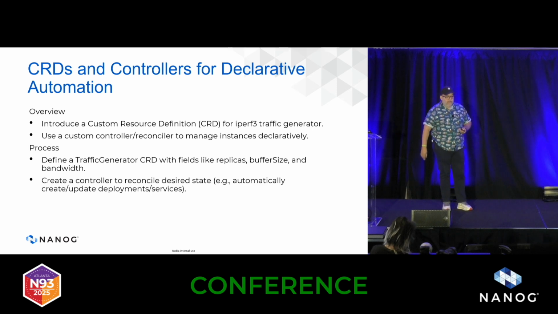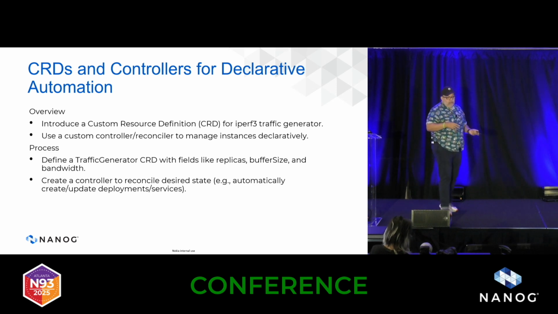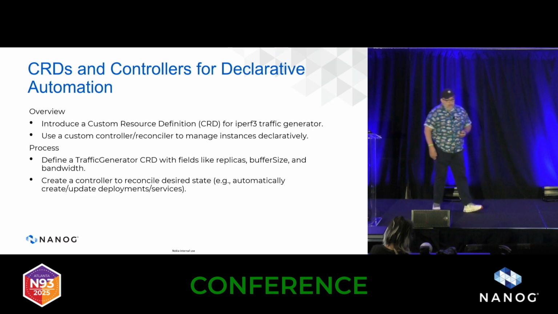So we will tell it I want this number of flows running on IPERF, and the system will take care of everything. So the process will be to create a traffic generator CRD with fields like replica, buffer size, and bandwidth that you can manage, and then create a controller that will basically reconcile and check if the desired state is what's happening on the network.